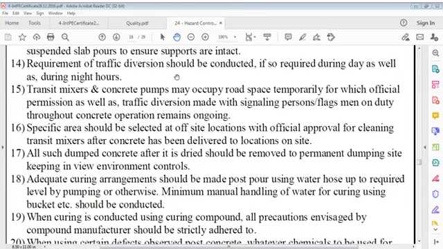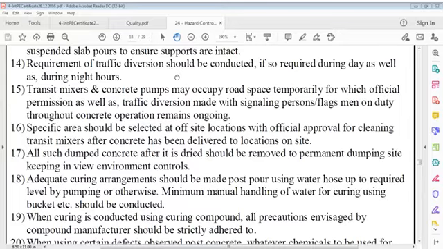You can say transit mixers and concrete pumps may occupy road space temporarily, for which official permission is needed, as well as traffic diversion made with signaling persons or flagsmen on duty throughout the concrete operation. Specific areas should be selected at off-site locations, with official permission or approval, for clearing transit mixers after concrete has been delivered or discharged to the location on site.